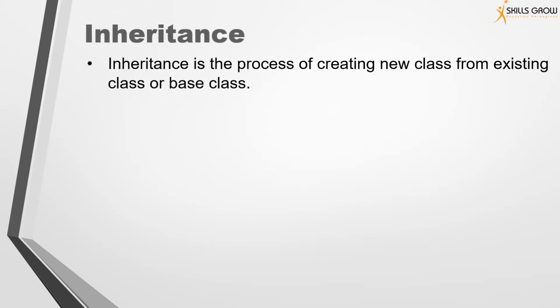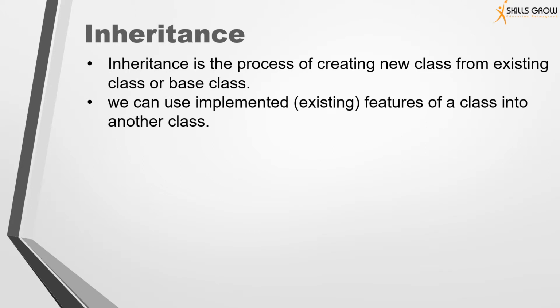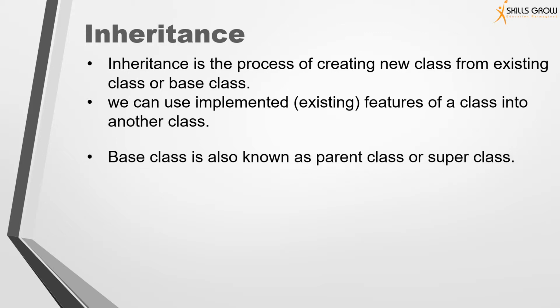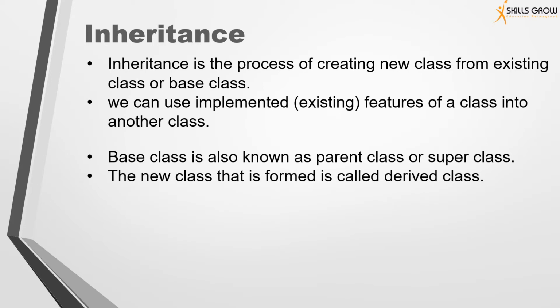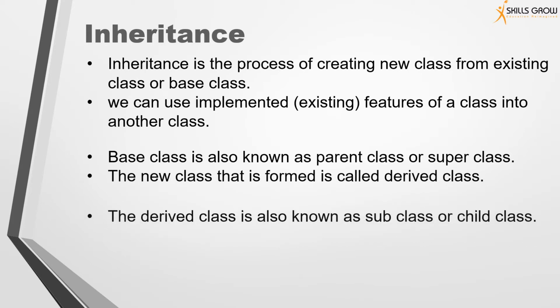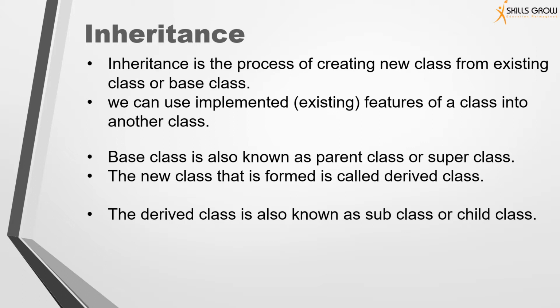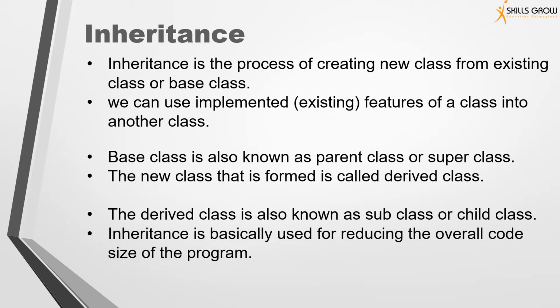Inheritance. It is the process of creating a new class from the existing class or base class. By using the concept of inheritance, we can use the implemented or existing features of a class in another class. Base class is also known as parent class or superclass. The new class that is formed is called derived class. The derived class is also known as sub or child class. Inheritance is basically used for reducing the overall code size of the program.